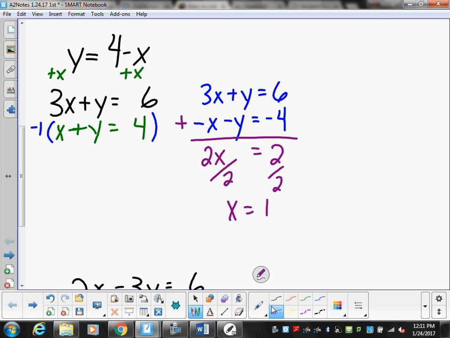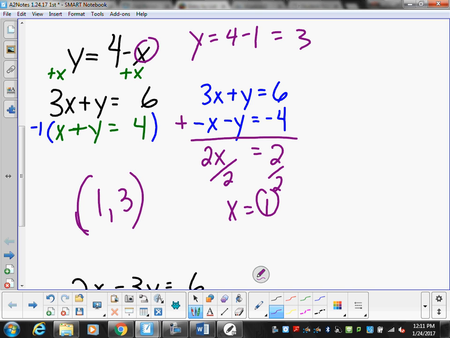Okay, so the next step is to plug it back in. I got 1 as x, so I'm going to go back up here to this problem. I'm going to say y equals 4 minus 1, so y equals 3. So my solution is 1, 3.